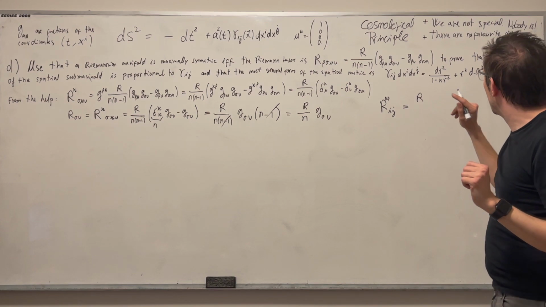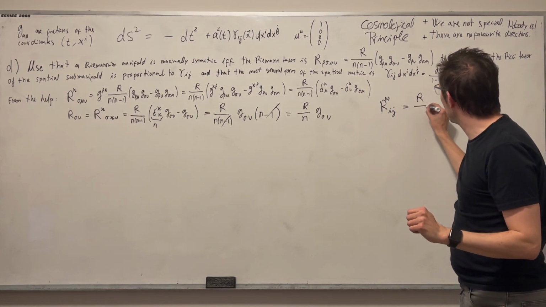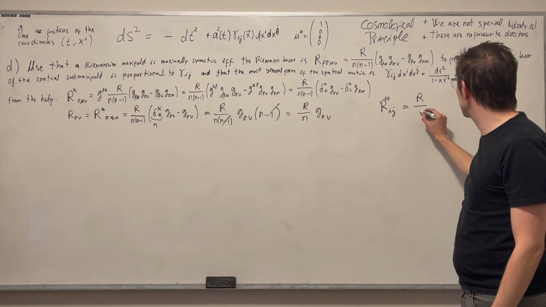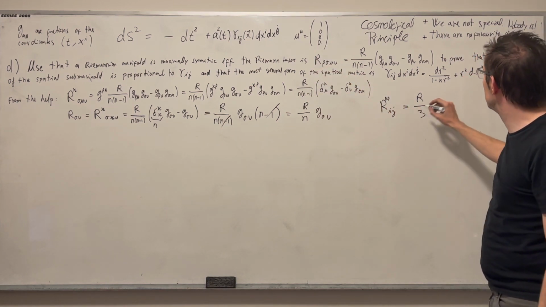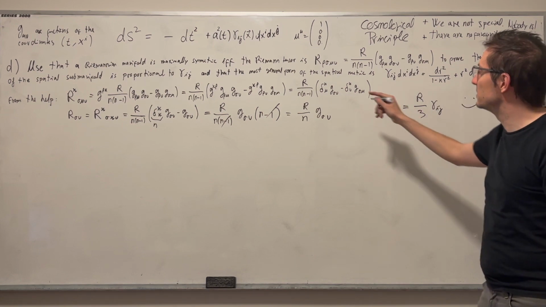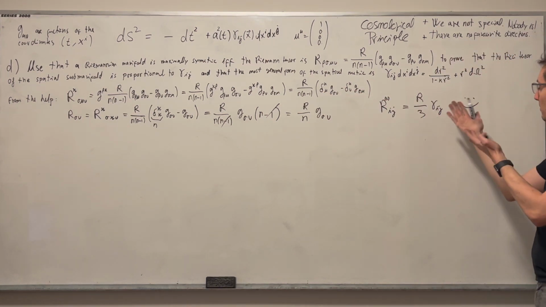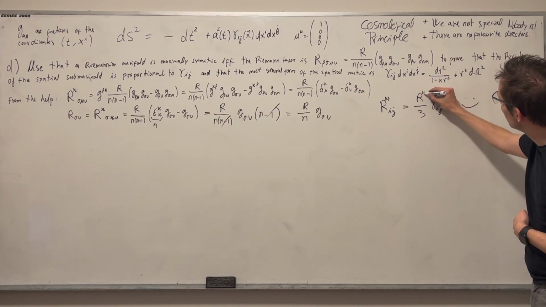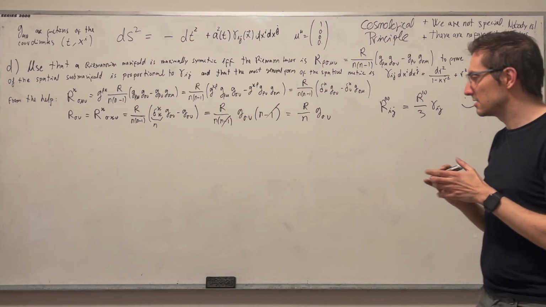Now, this is R divided by the dimensions of the submanifold, which is 3, and then the metric, which is g_ij, directly. And this definitely proves it. This together with the argument that I gave proves it. This would be the Ricci scalar for the spatial manifold.